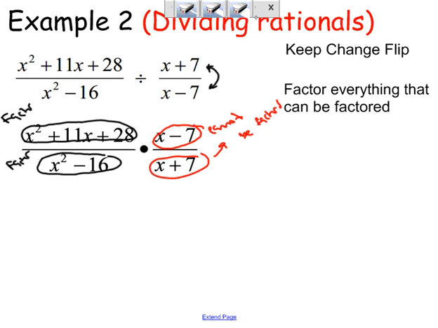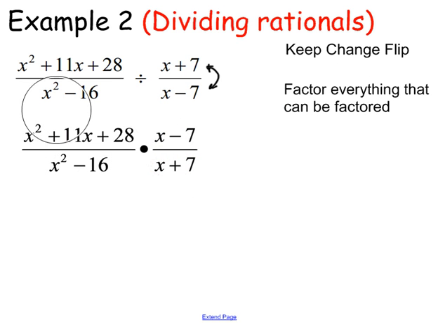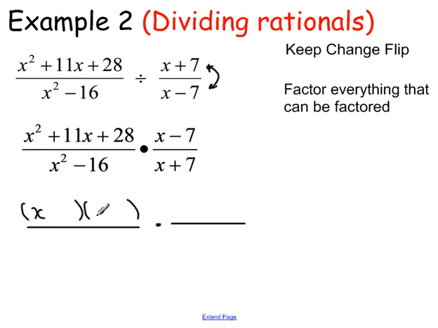All right, so let me just erase some of this stuff so that it's not cluttered. So let's get to it then. Boom, boom, and multiplication. All right, so to factor this, I need 2 sets of parentheses. So that's going to be x and x. I need 2 numbers that multiply to 28 and add up to 11. So that's going to be 7 and 4, and they'll both be positive. 7 times 4 is 28. 7 plus 4 is 11.